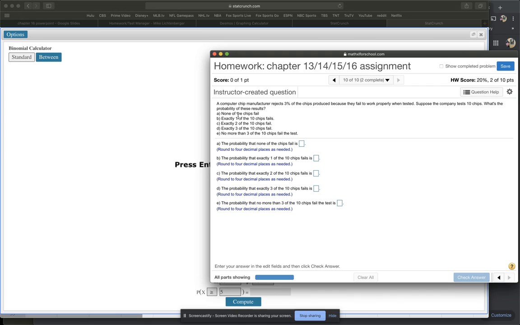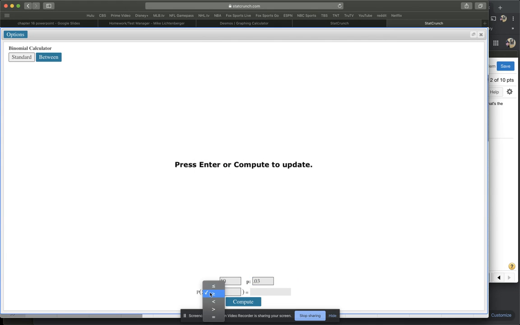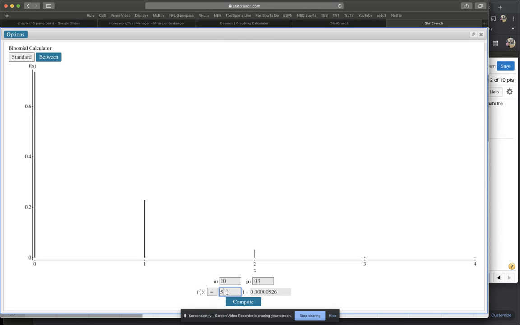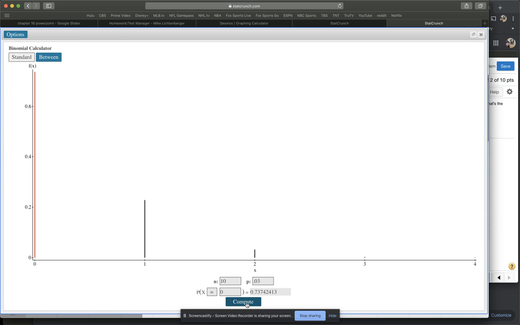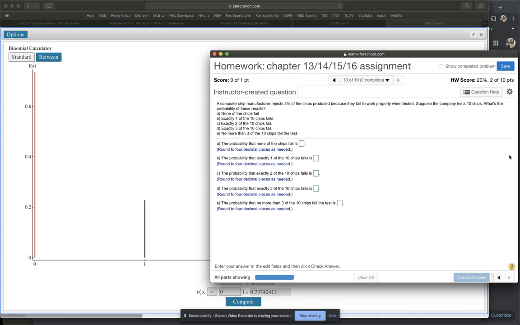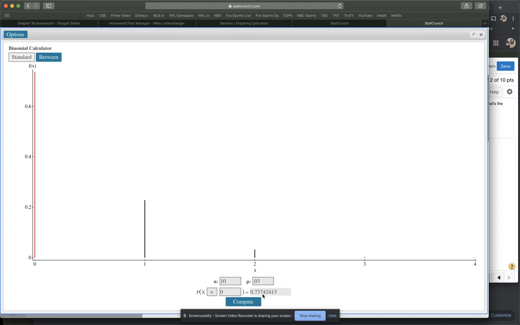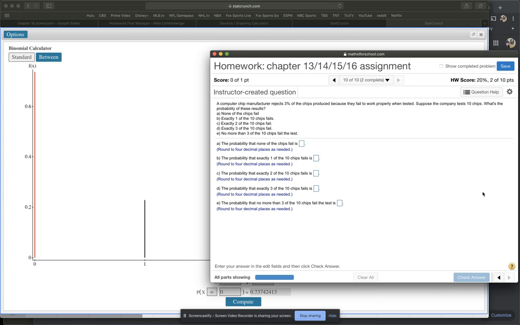So A, what's the probability that none of the chips fail? So that would be the same as equals 0. Exactly 0. And we get an answer. And this time, notice they want us to round to 4 decimal places. So 0.7374. Always important that we read those directions and that we round to the appropriate number of decimal places.